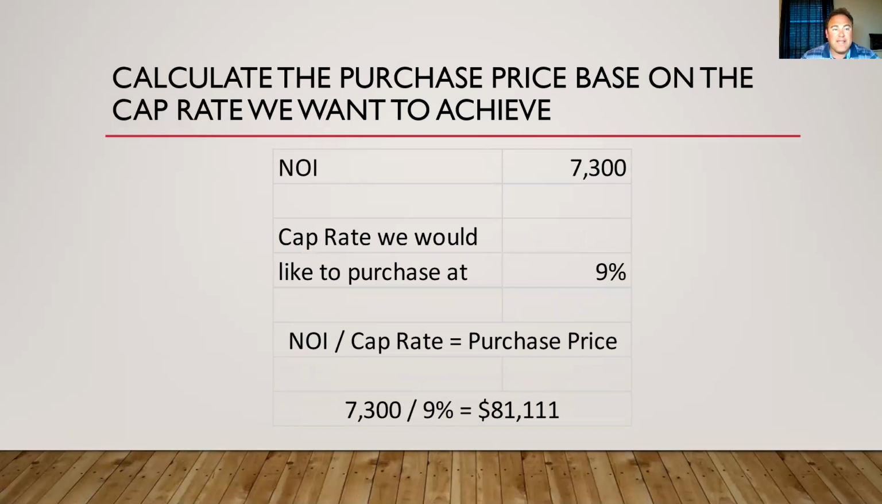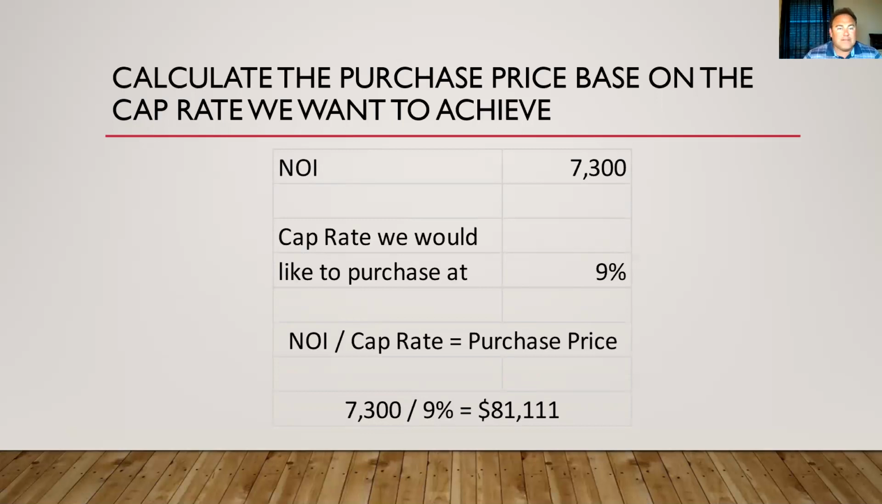Next, calculating the purchase price based on the cap rate we want to achieve. This is a great one. Again, we've identified $7,300 in NOI, and we've decided that we want to buy at a 9 cap, because that makes sense for our portfolio. That's real simple. We take the $7,300 NOI divided by the cap rate we want to purchase at, and that equals our purchase price. So 7,300 divided by 9%, we could buy this property for $81,111.